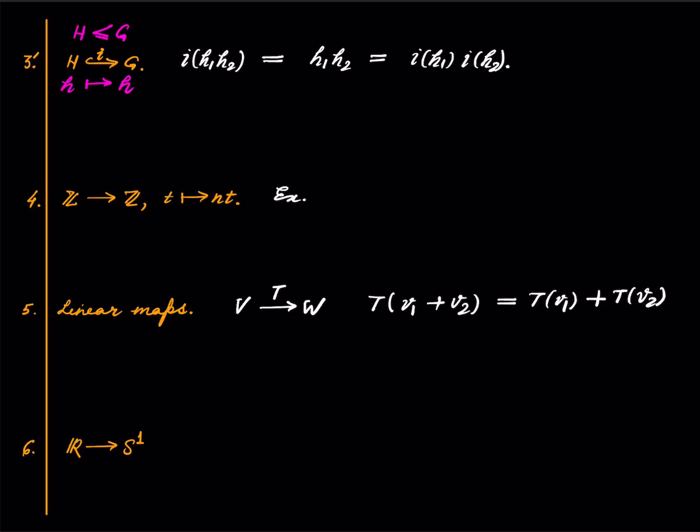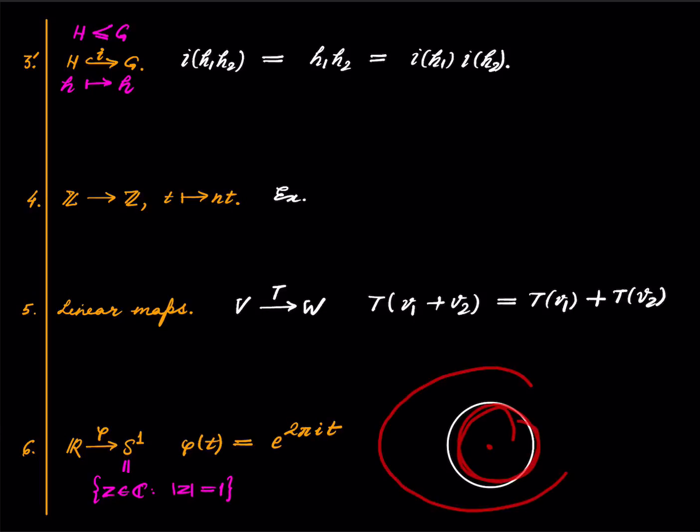Okay. What about this guy? This map, let me denote as phi. So what is phi? Phi of t is e to the 2 pi i t. This is the definition, and this is a wraparound map. So maybe a picture will help. This is the unit circle S1. I should mention that S1 is the set of those complex numbers which have unit magnitude, so it looks like the unit circle in the complex plane.